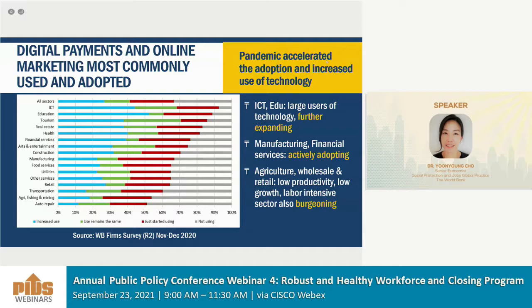A lot of farms adopted digital payments and online marketing tools, and these are the most commonly used and adopted technologies. The technology adoption varies by different sectors, but I can highlight that a lot of farms really actively reacted by adopting and using the technologies, and digital skills are getting more and more important. Even agriculture, wholesale, and retail, which are not known for IT technologies, are burgeoning in terms of IT adoption.